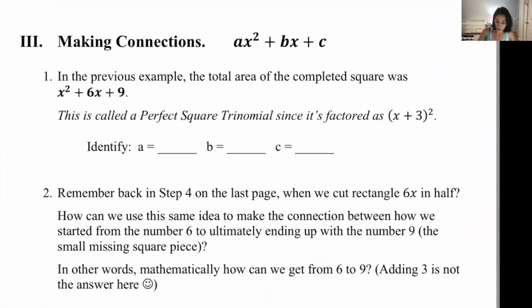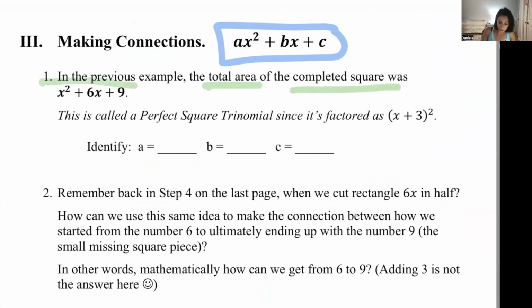Okay. So let's make some connections here. So again, we have a quadratic trinomial, right? Standard form ax squared plus bx plus c. So let's make some connections, and then we can actually derive the completing the square steps. So we just found that the total area of the completed square was x squared plus 6x plus 9. So if we identify a, b, and c, right? We did that before. A was 1, B was 6, and C was 9. So we'll keep that in mind later.